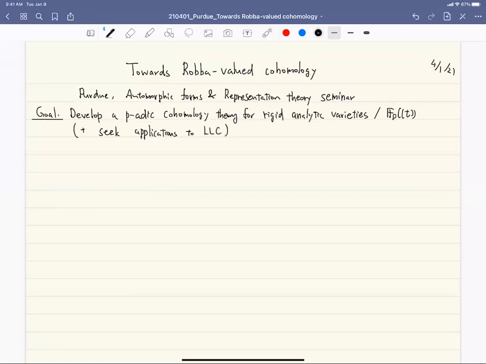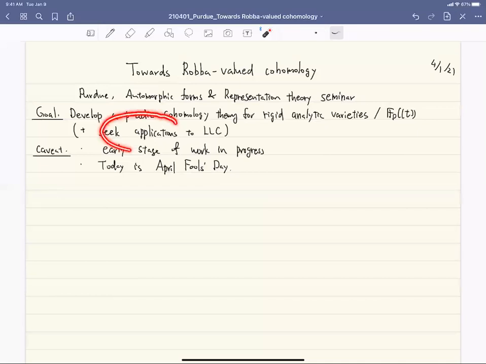Maybe first, let me just write a caveat. As I said, this is still an early stage of work in progress. Moreover, I checked the calendar, and today is April Fool's. So I'm not going to write anything incorrect, but maybe the final formulation may be changed. So that's the caveat. Having said that, I think it's better to just start with motivation toward the local Langlands program.